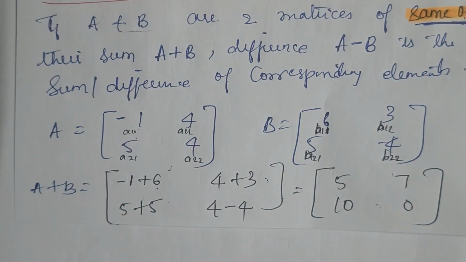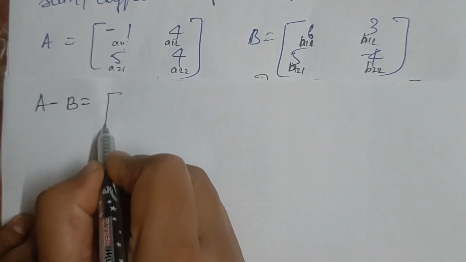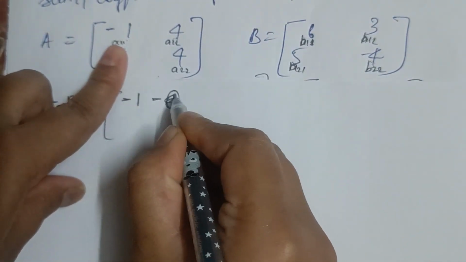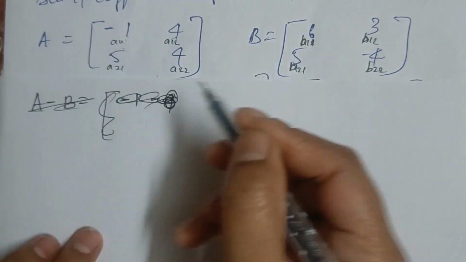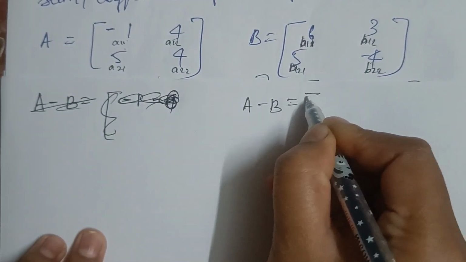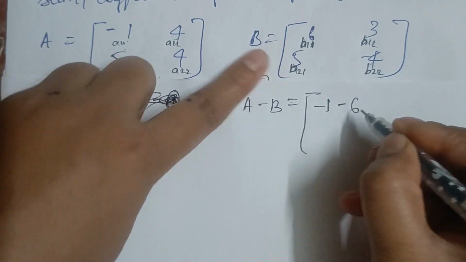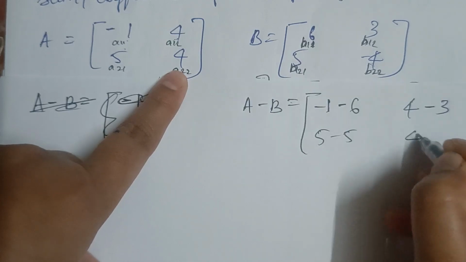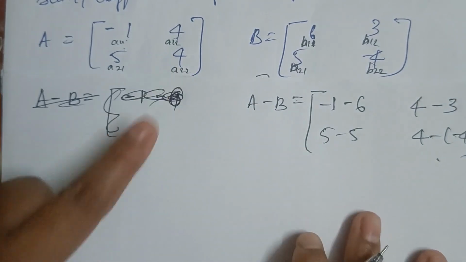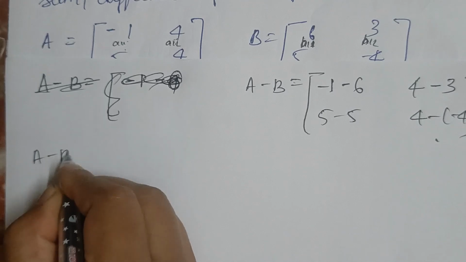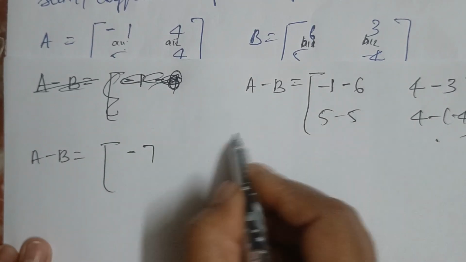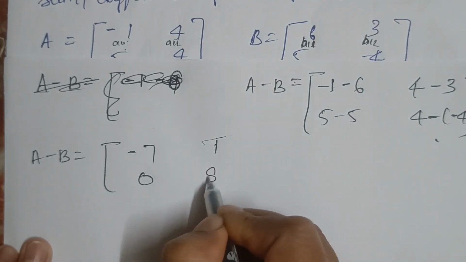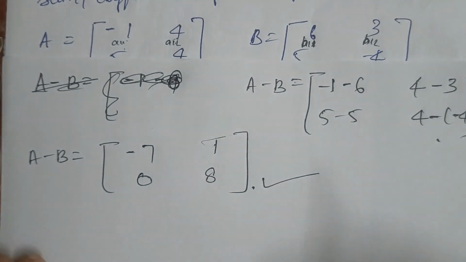And now we will see how to find the difference. To find the difference, you can see minus 1, minus 6, sorry, I'm so sorry. A minus B is equal to minus 1 minus 6, 4 minus 3, 5 minus 5, 4 minus of minus 4. And that is going to be A minus B, which is equal to minus 7. This is going to be 1, this is going to be 0, and this is 4 minus into minus is plus. So 4 plus 4 is 8. This is A minus B.